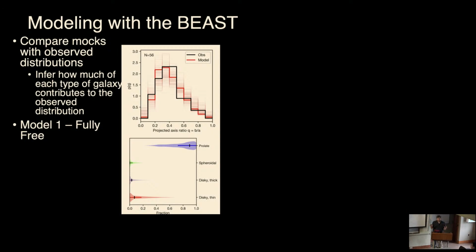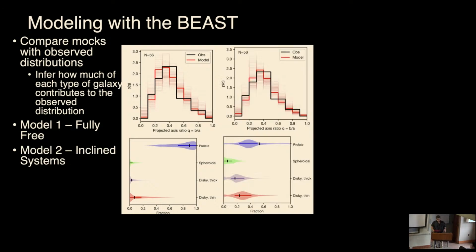And so in our first model, we let everything be fully free. Galaxies can be any kind of shape. We're viewing them from all types of angles. On the top in red is the model distribution compared to the observation. It spits out what fraction of each type of galaxy you expect. So in this case, for the fully free model, we have 90-ish% prolate and only a very small fraction of disk-like galaxies. In model 2, we assume that we're only viewing these systems more or less edge on.